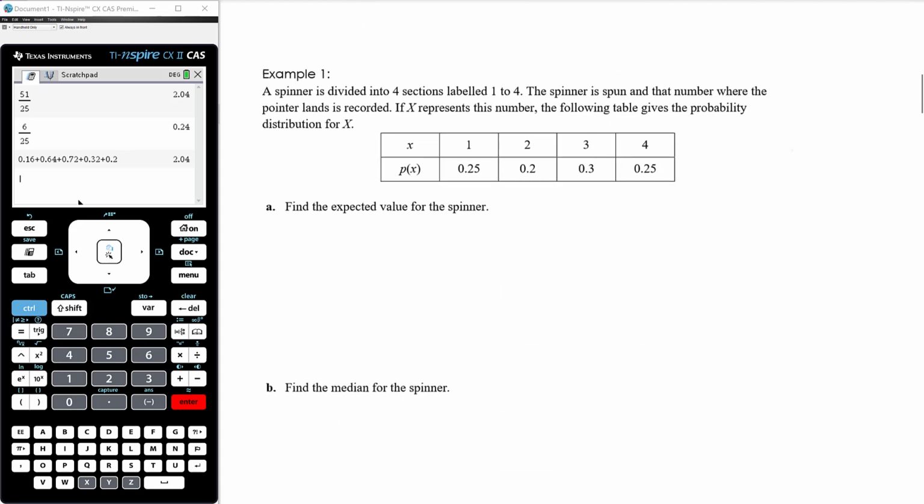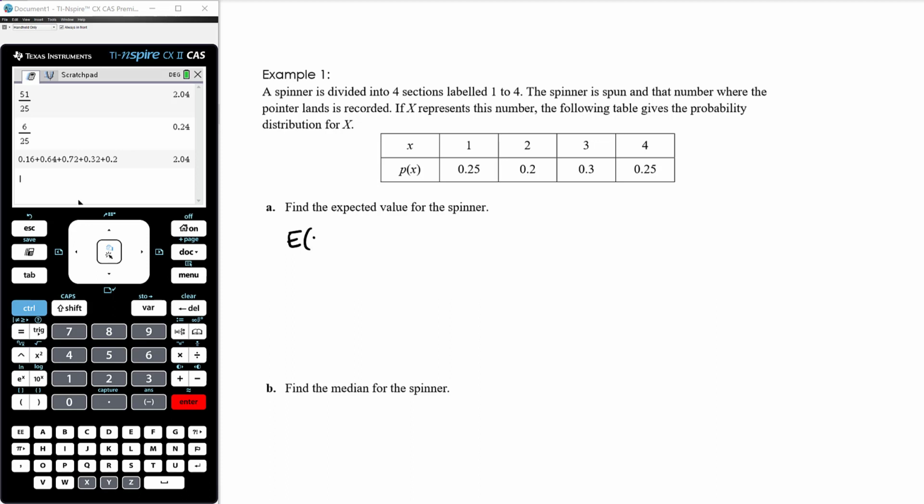Okay, so let's work through an example. A spinner is divided into 4 sections labelled 1 to 4. The spinner is spun and the number where the pointer lands is recorded. If x represents this number, the following table gives the probability distribution for x. Okay, so we can spin 1, 2, 3 or 4, and those are the corresponding probabilities. We want to find the expected value for this spinner.